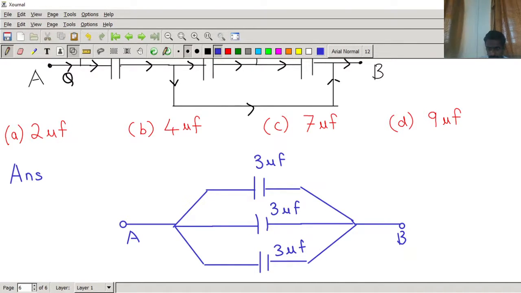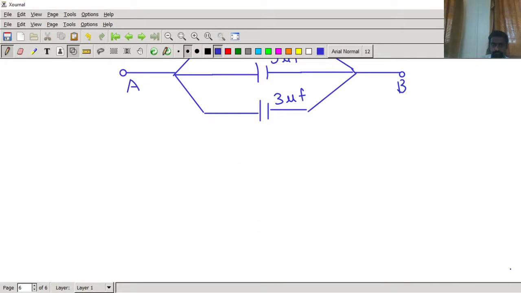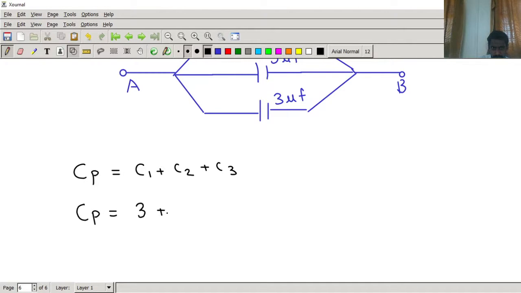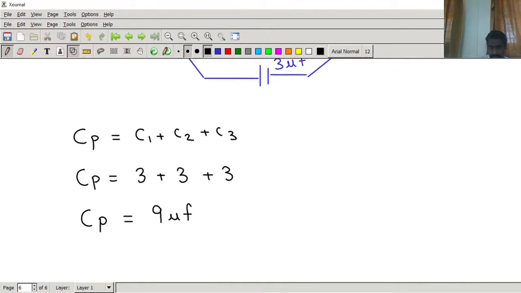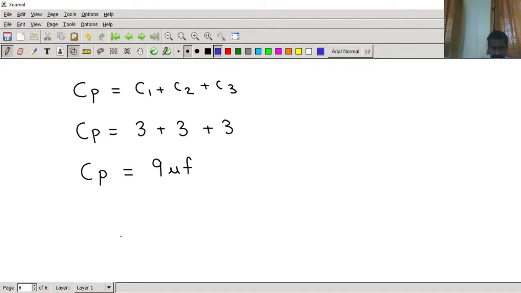So what is the total capacitance between A and B? When all three capacitors are connected in parallel, the final answer is C1 plus C2 plus C3. Therefore, when all three capacitors have the same value and are connected in parallel, this comes out to be 9 microfarad. So our final capacitance across A and B is equivalent to 9 microfarad.